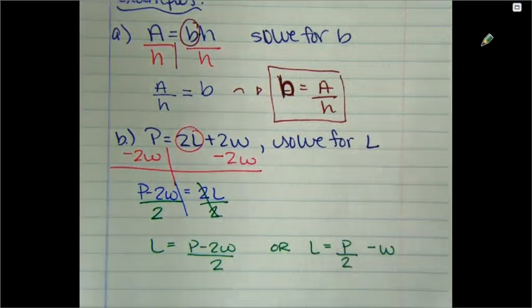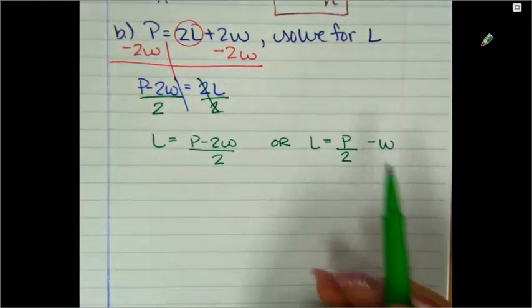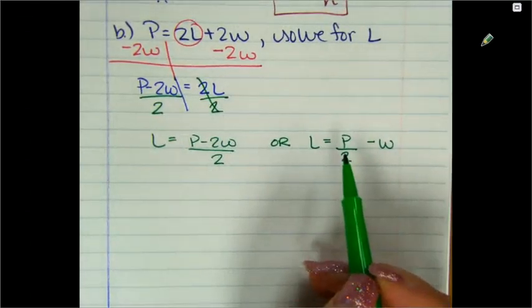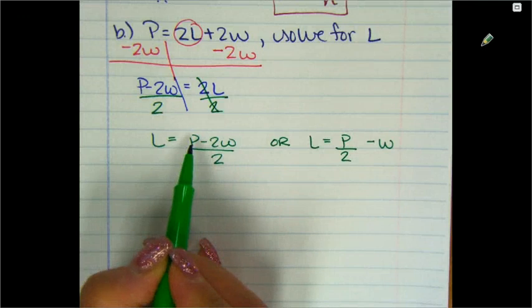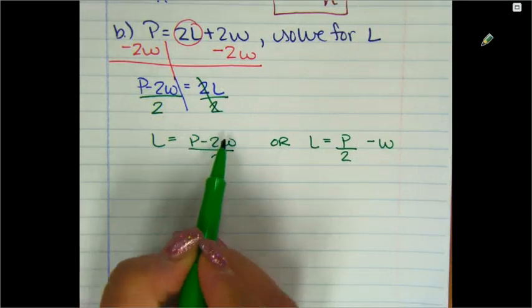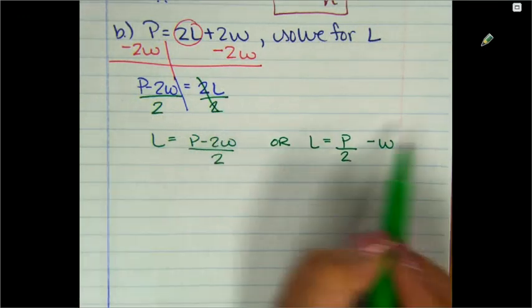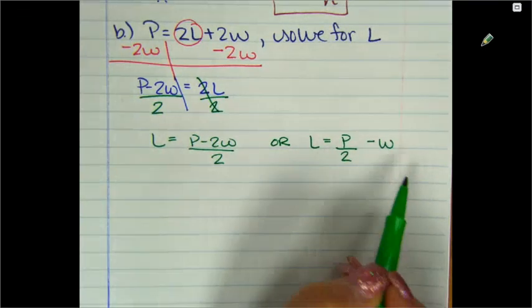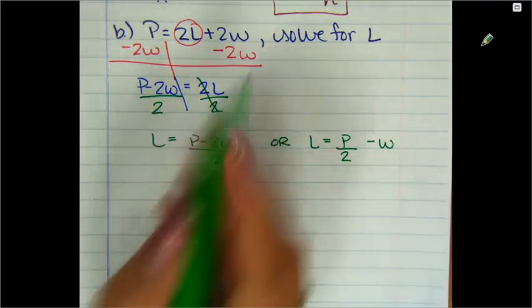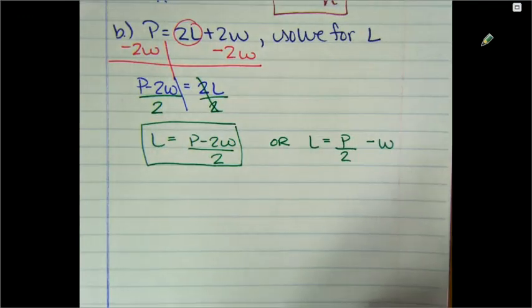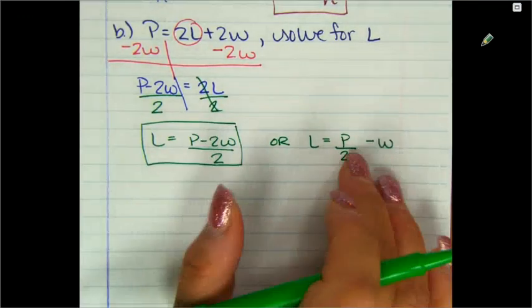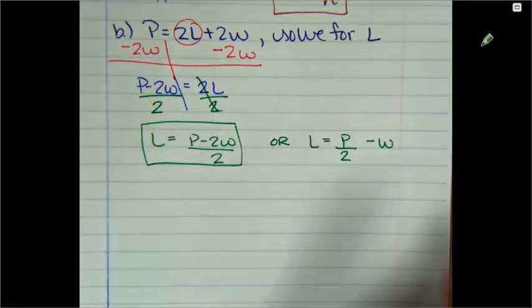Why can I do that? What happened there? What did I do with this 2? Did I give it to P? Yeah. And did I give it to 2W? Yeah, which makes 2 over 2, 1. Okay? So I can give it to both of them. I'm fine if you leave it here. At least you know what you're doing. If you leave it here, I'm not going to mark you wrong. If you can go this far, it's like bonus points.